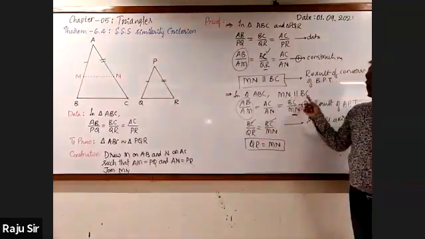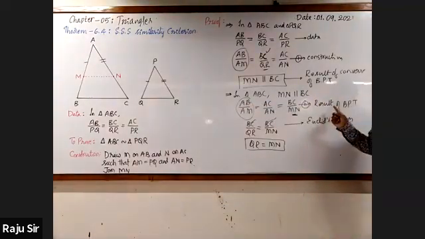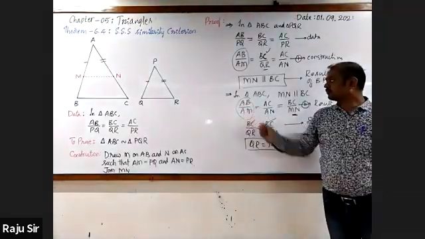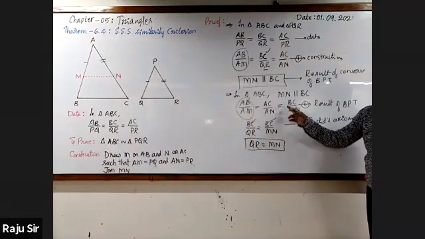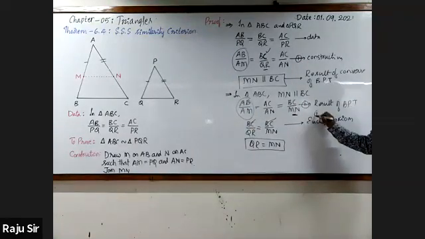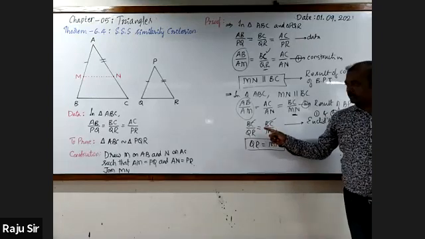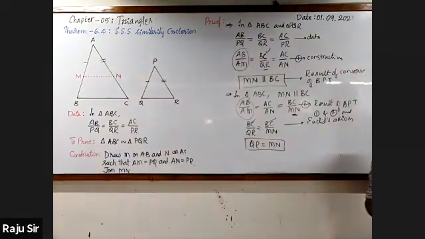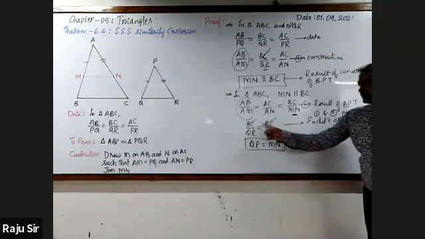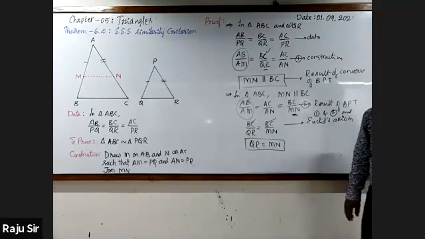In triangle ABC, MN is parallel to BC, from the earlier statement. Then you can use the result of BPT: AB by AM equals AC by AN, which is equal to BC by MN. Let's use statements 1 and 2 and Euclid's axiom. You can write BC by QR equal to BC by MN. Cancel BC and BC. You'll get QR equal to MN.